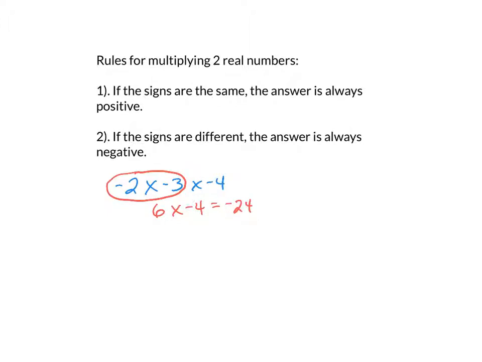Just remember that these rules work for multiplying two real numbers. They actually work for multiplying an even number of real numbers. They will always work. If it's an odd number of numbers that you are multiplying, then these rules will not work.